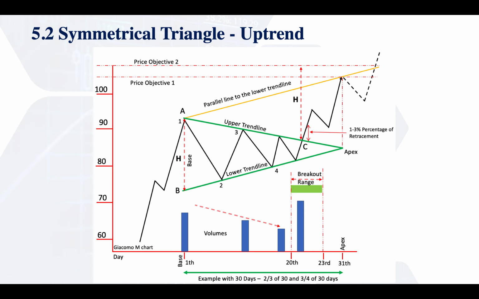So those are the main points of this symmetrical triangle pattern. And again, guys, to be sure that the upper trend line has been penetrated, there are filters that we can use, perhaps a daily closure above the upper trend line, or 2 days in a row closing above the upper trend line, or perhaps a 1 to 3% retracement.